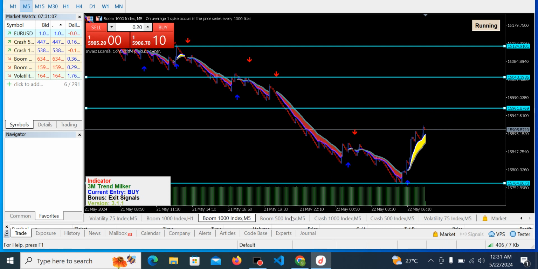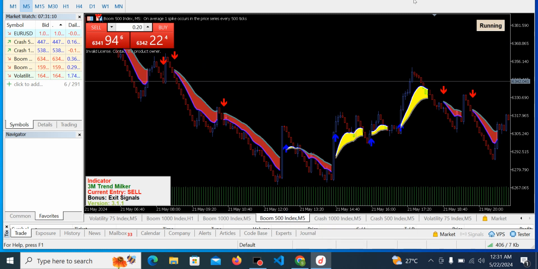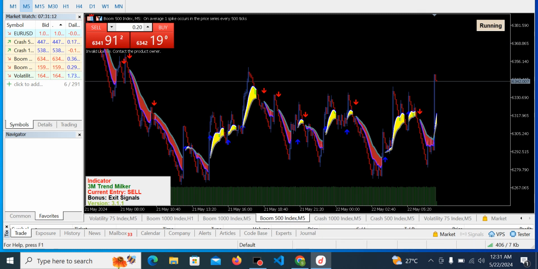Okay, next asset is going to be Boom 500. Let's check it out right away. You can see it is still the same trading tool I'm using. This is very, very important.